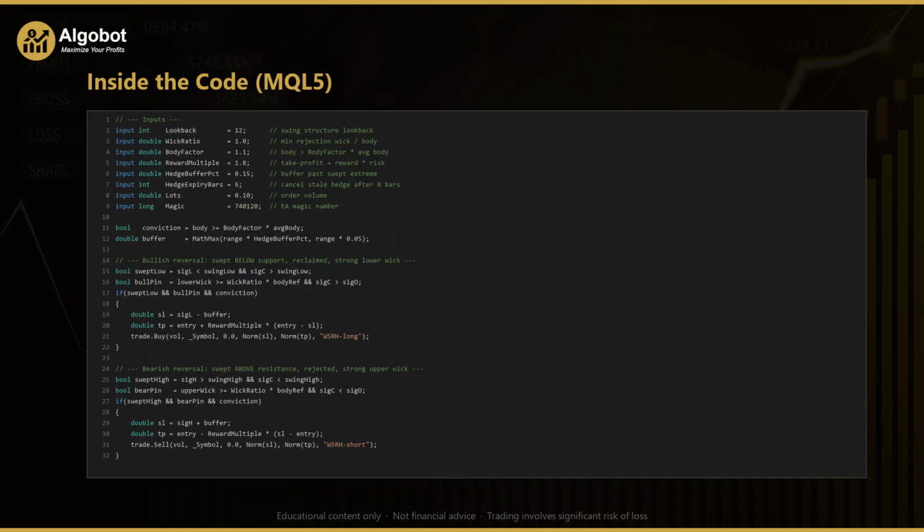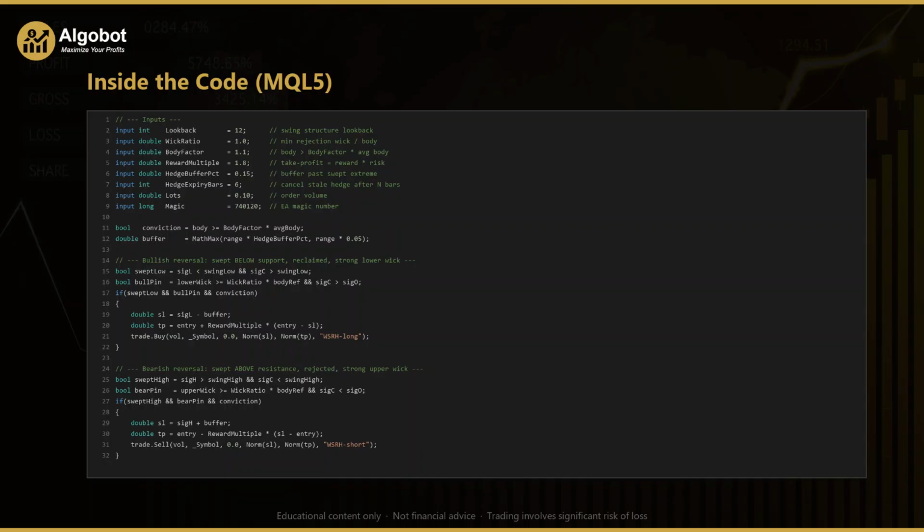Now the bullish block. The Boolean swept low is true when the signal low is below the swing low, but the close is back above it. The Boolean bull pin requires the lower wick to be at least the wick ratio times the body reference, with a close above the open. When swept low, bull pin, and conviction are all true, the code sets the stop just below the swept low, sets the take profit at the reward multiple times the risk, and calls trade.buy with that stop and target.